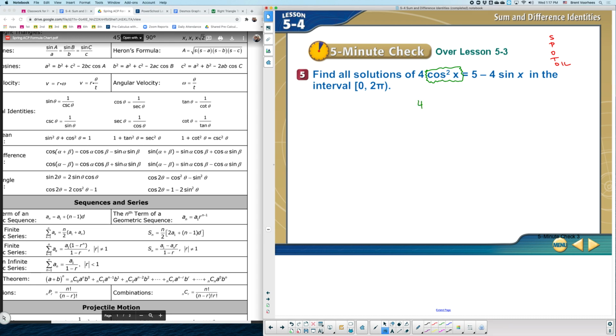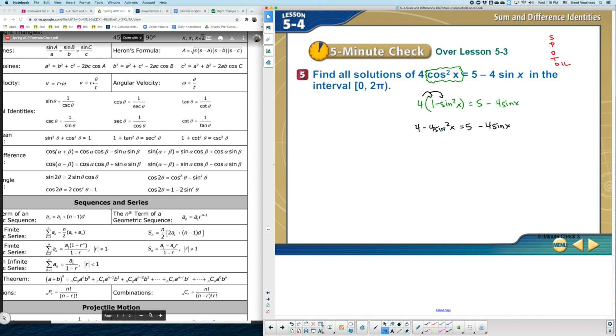So I'm going to say, well, what if we treated that cosine squared as 1 minus sine squared x and set that equal to 5 minus 4 sine x. Now we'll distribute this. And that right there was the Pythagorean identity. So I have 4 minus 4 sine squared x equals 5 minus 4 sine x. And so now I have the problem, and it's quadratic. I have the same trig function, squared, a power of 1, and just a constant value.